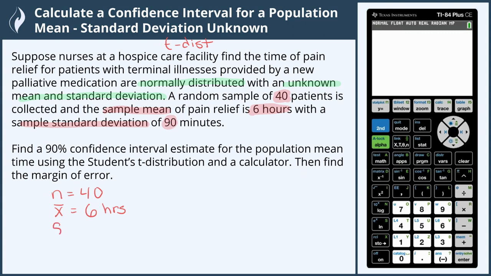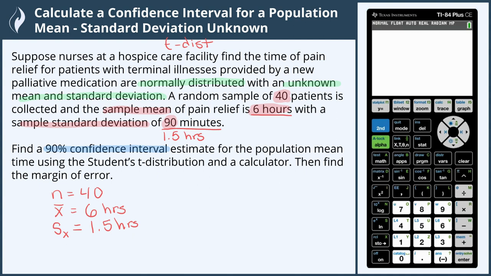Before we put down that the sample standard deviation is 90, we need to make sure that our units match. The sample mean is 6 hours, and the sample standard deviation is given in minutes. So let's go ahead and change this to hours. 90 minutes is 1.5 hours, so let's write down 1.5 hours for our sample standard deviation.